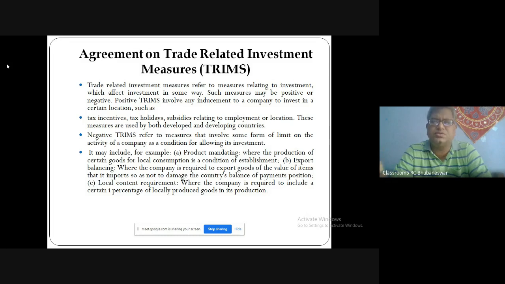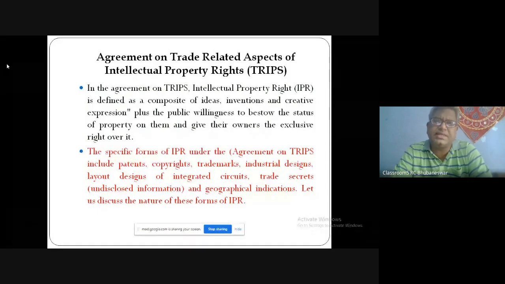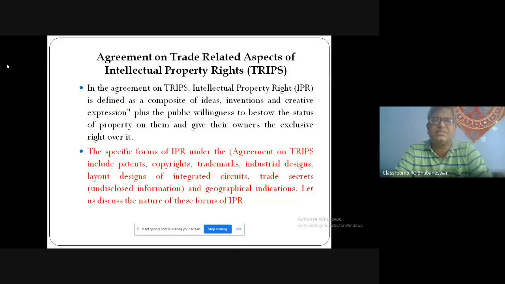Here one term is used, investment. Here investment means allowing investment, or limits on a particular company's product, mandating, or allowing exports to balance local content. These are some of the issues covered under TRIMS. Another one is TRIPS, which means trade related aspects of intellectual property. If you talk about intellectual property in the pandemic situation, regarding the vaccine and where it is manufactured, that case usually concerns intellectual property rights.